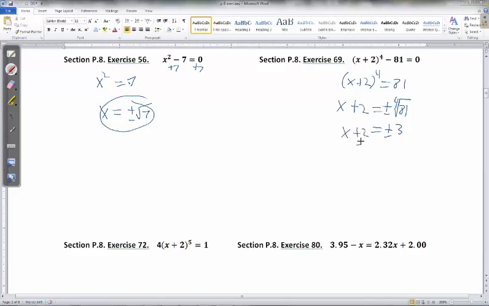So my final answer, I move the 2 over. Don't try to combine it yet, because you get 2 answers. One of them is going to be negative 2 plus 3, and that's 1. So that's one answer. The other is negative 2 minus 3, which is negative 5. So don't try and subtract 2 from both sides and say it should be plus or minus 1 now. No. You have to evaluate each one separately.